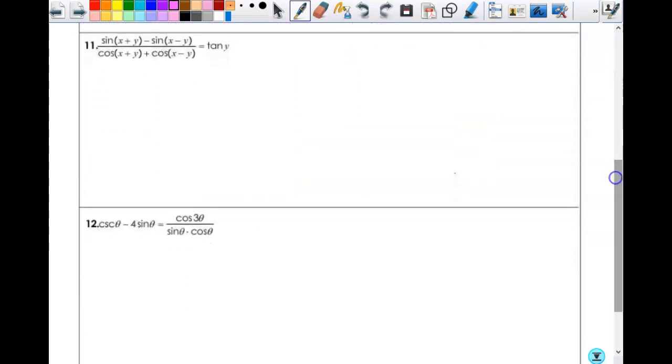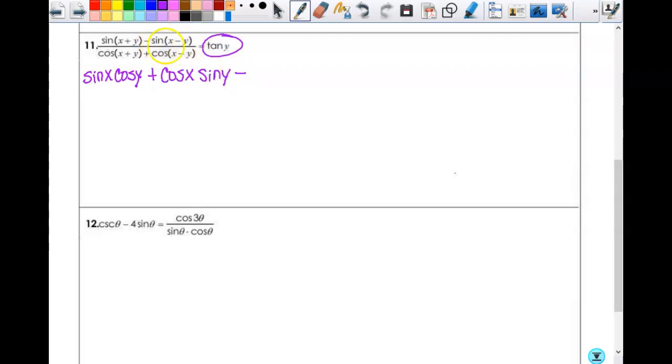All right, number 11. Got the sine of x plus y. Okay, there's lots of stuff going on here. And that's all equal to tangent y. Left side definitely looks more complicated, so I'm going to make this my goal. So my sine of a plus b, using the identity from my reference chart of the sum of the angles, this becomes sine of x cosine y plus cosine x sine y.